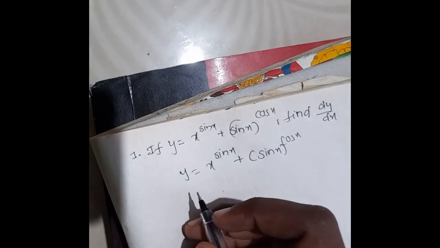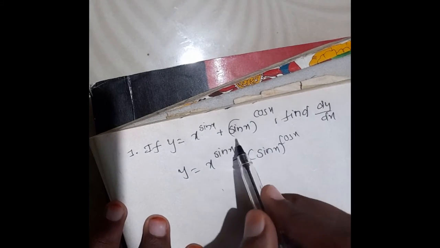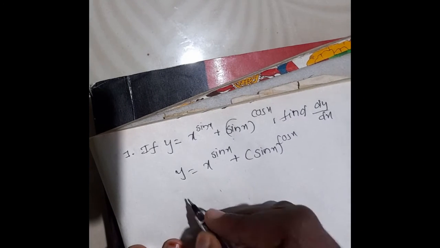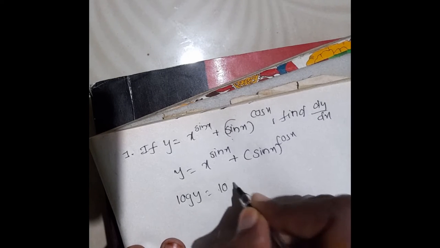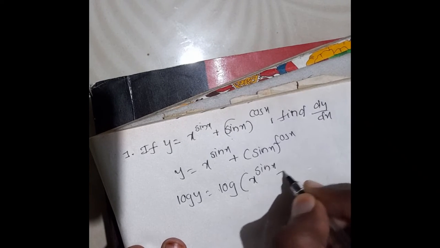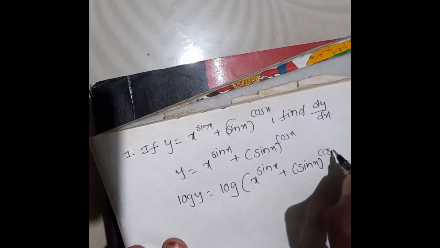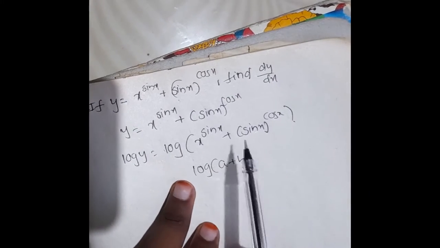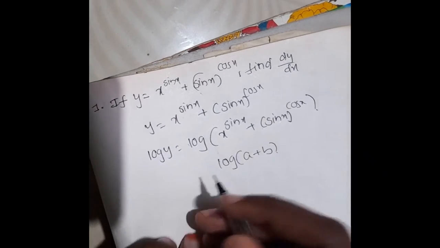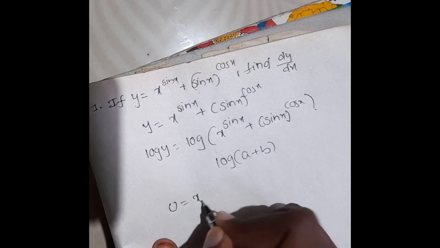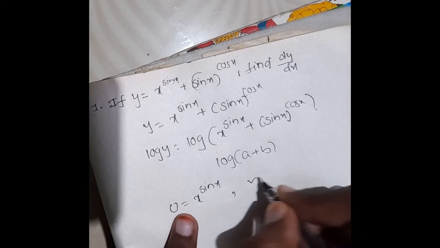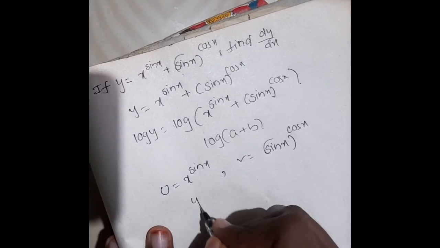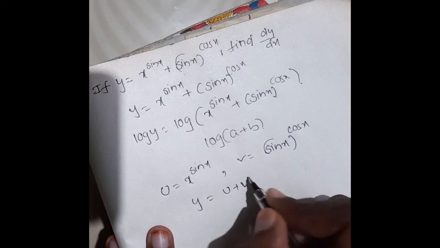When we have problems in this form, with powers, it's better to apply log. But here if we apply log, it becomes log of x to the power sin x plus sin x to the power cos x. We don't have any formula for log of a plus b, so it becomes difficult. So let's assume that u equals x to the power sin x and v equals sin x to the power cos x.